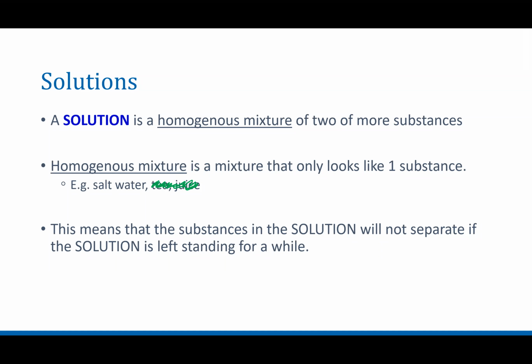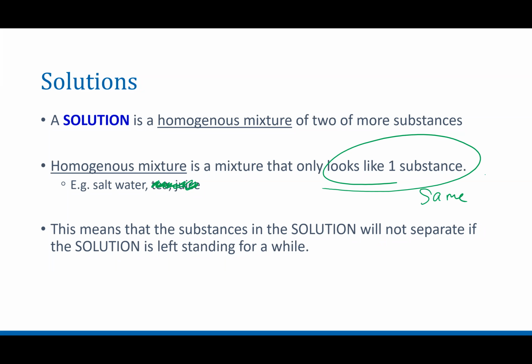Why? What is homogeneous? And by the way, if you've ever heard this word before, you might have heard other people say it with different pronunciations. In science, the word homo means the same, like hetero means different. So a homogeneous mixture looks the same. It looks like one substance.